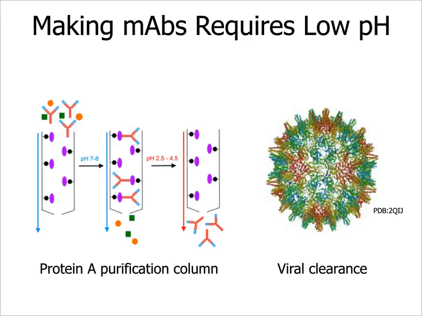So making MABs requires low pH, whether it be in a protein A elution step, where you have to use pH 2.5 to 4.5 to remove the antibody from the protein A, or whether it be in a viral clearance step.